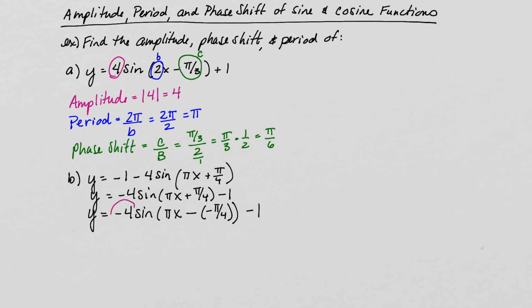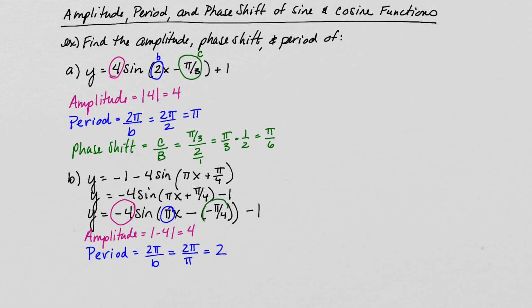So the amplitude here is going to be the absolute value of negative 4, which is 4. The period here is going to be 2 pi over b. In this case, b is actually pi, so the period just comes out to be 2. And then this whole thing here is my c, because I still have this minus here. So I have minus c.